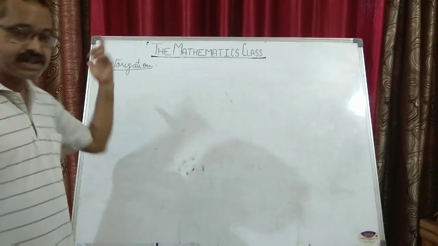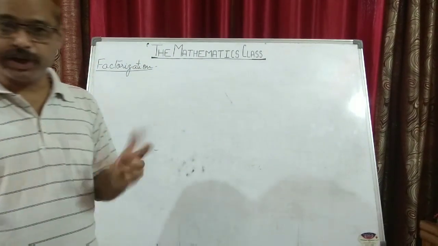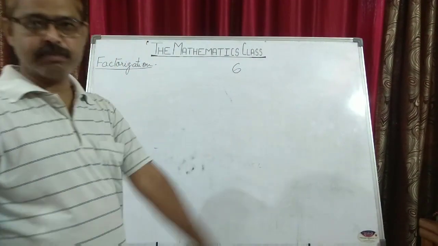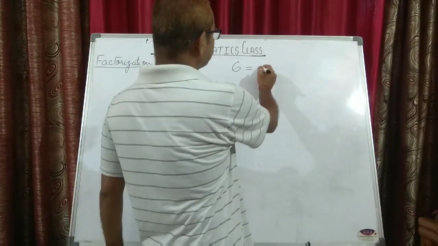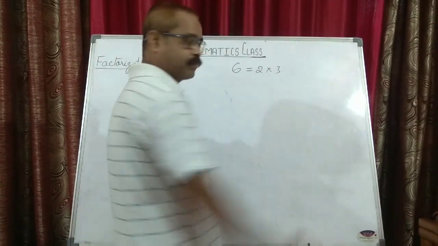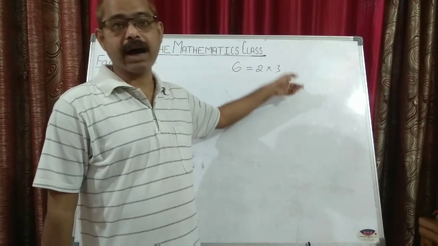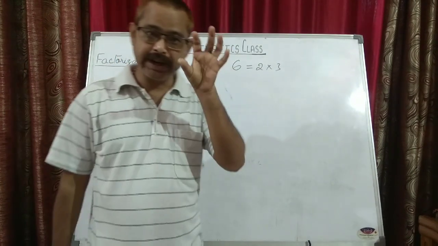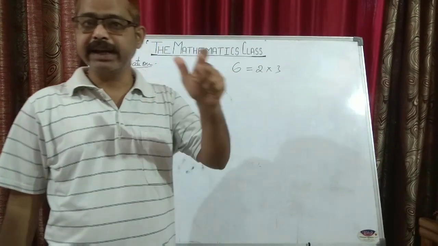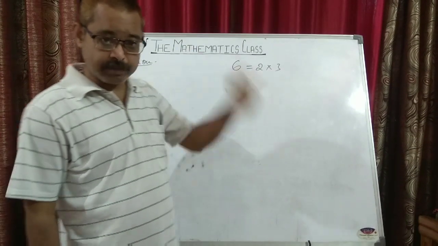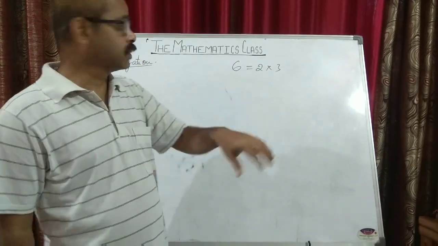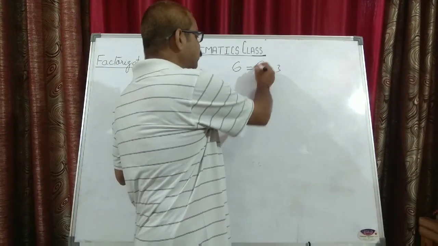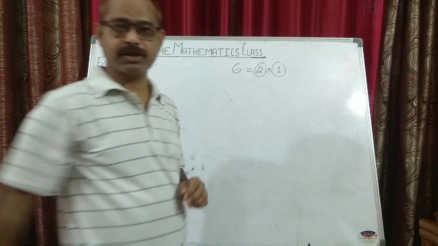Anyway, factorization. So what is the meaning of factorization? Suppose I write 6. 6 can be written as 2 into 3. So this 2 and 3 are factors of 6. What is the meaning of factorization? If you can express a number in its prime numbers, which completely divide a given number, these prime numbers are known as prime factors.